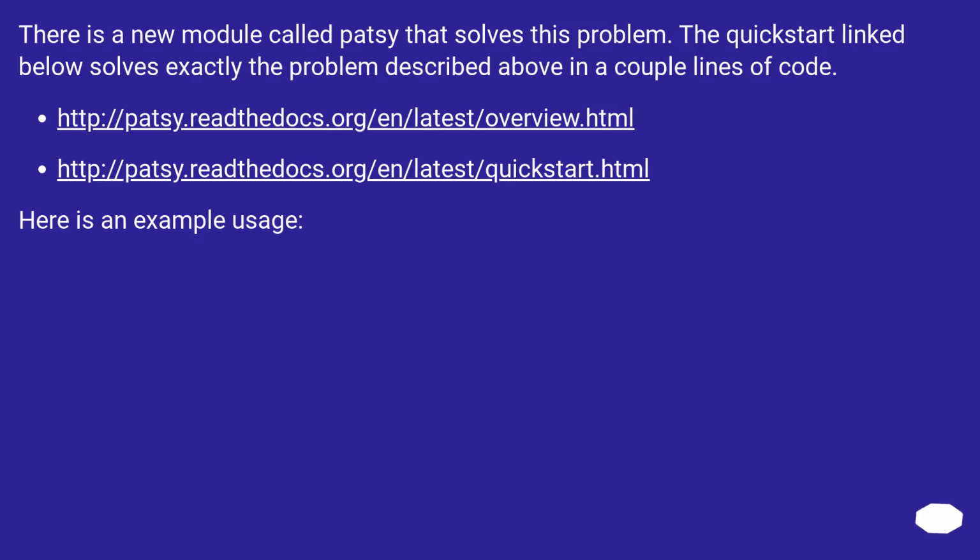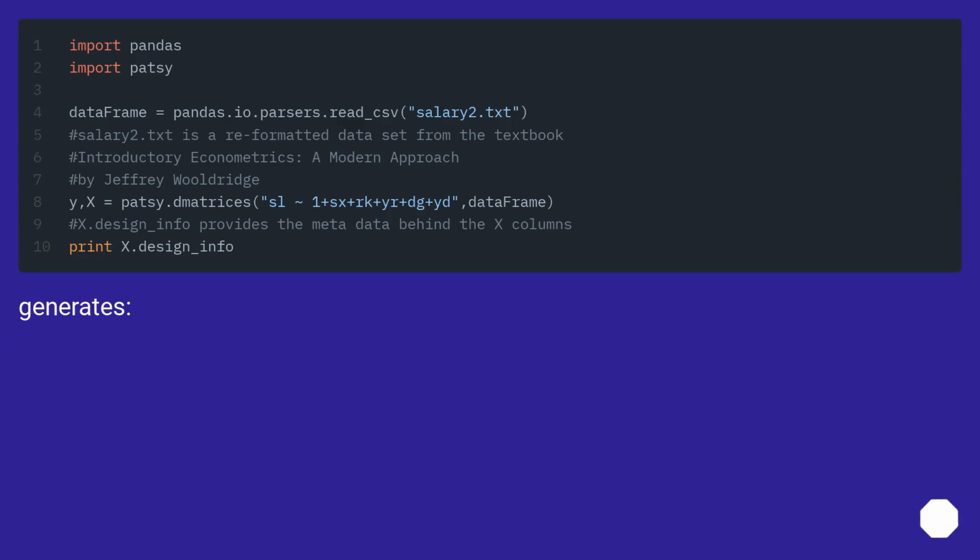There is a new module called Patsy that solves this problem. The quick start linked below solves exactly the problem described above in a couple lines of code. This URL. Here is an example usage. Generates.